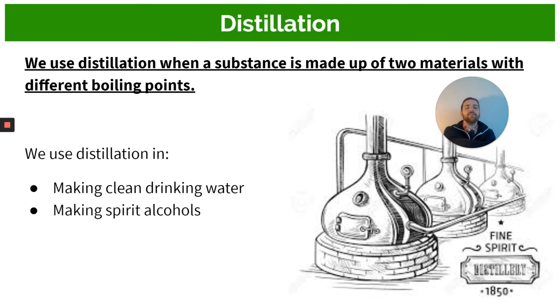We also use it in making spirit alcohol. The spirit alcohols are whiskey, gin, brandy. All these alcohols, what they do is they take things like wine and beer. I don't know what they take for gin, but wine and beer are taken for brandy and whiskey respectively. And what they do is they boil it so that the alcohol and some of the water evaporates with it. And then they cool it back down, collect it, and that is the alcohol, okay?